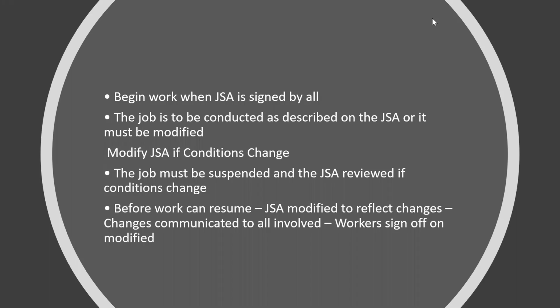So once the JHA is signed by everyone, then we can start work. The job is to be conducted as described on the JSA. So basically, if you put it on the JSA, don't make it up. Make sure it's something that you're actually going to follow. And if things change, then modify the JHA. If things change, though, I want you to remember, you're really supposed to take a time out, stop the job, have everyone review the JHA, update it, sign back off on it, and then continue.